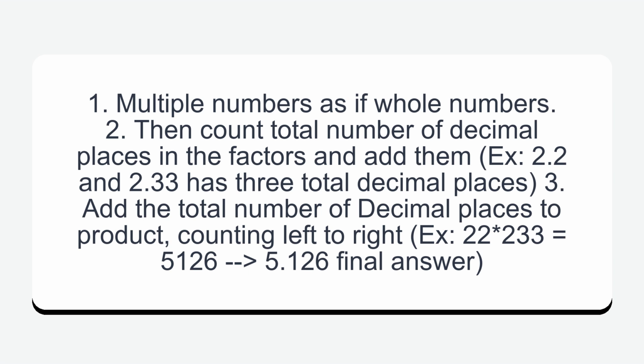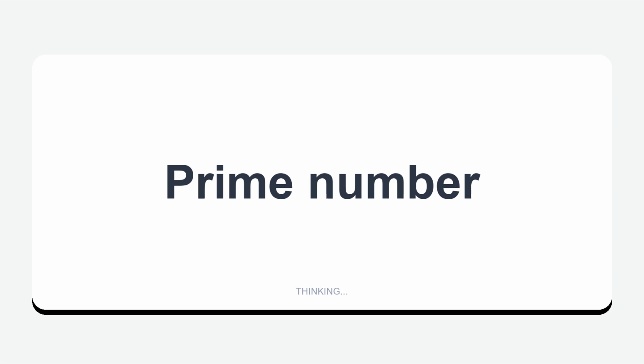Multiplying decimals. 1. Multiply numbers as if whole numbers. 2. Then count the total number of decimal places in the factors and add them. 2.2 and 2.33 have 3 total decimal places. 3. Add the total number of decimal places to the product, counting right to left. 22 times 233 equals 5126, so 5.126. Final answer.